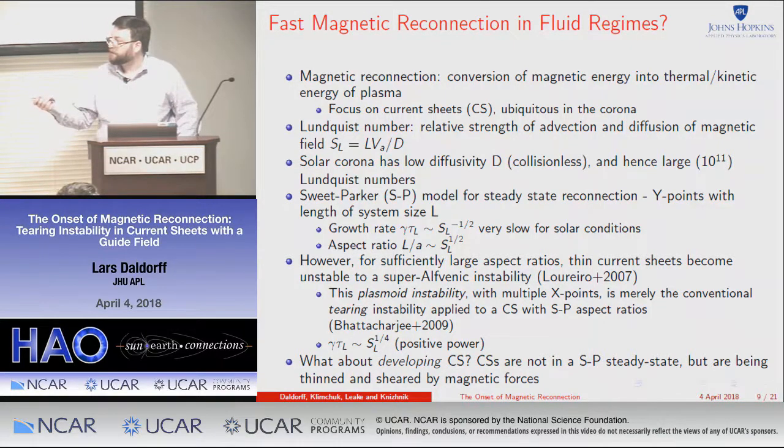It was shown by Bhattacharjee and others that you then get a much faster growth rate, just because of this relation between the width of the current sheet and the Sweet-Parker rate. And this points a little bit back to the Sweet-Parker current sheet not necessarily being a good description of the current sheet we're operating on in solar physics.